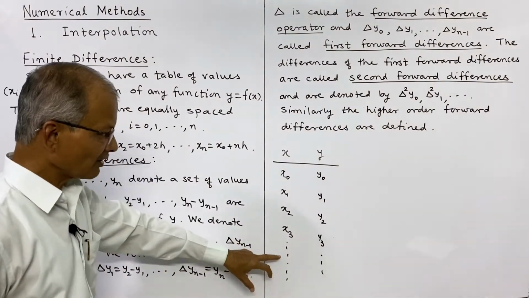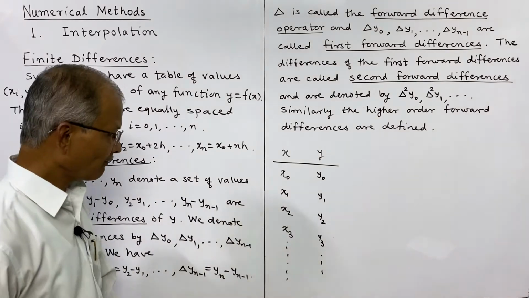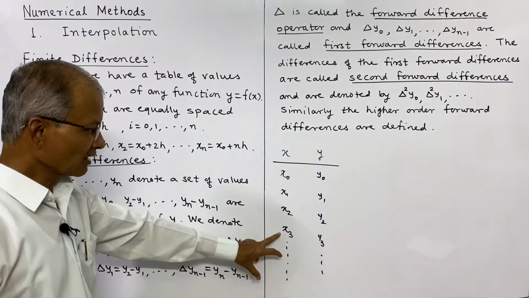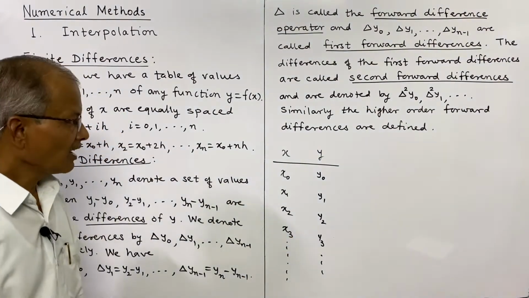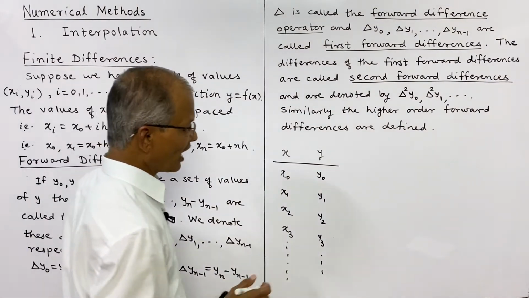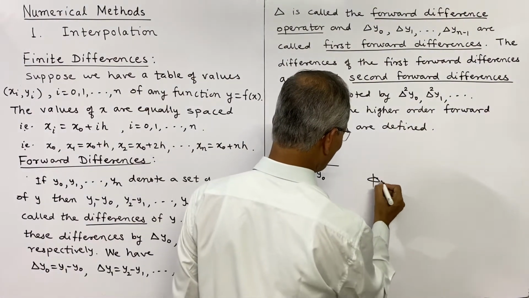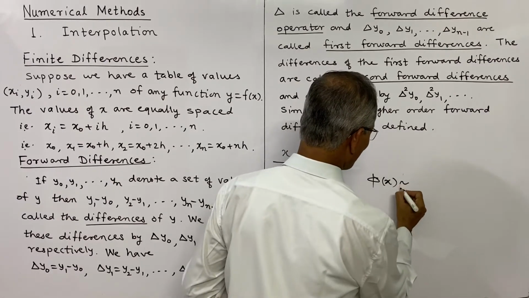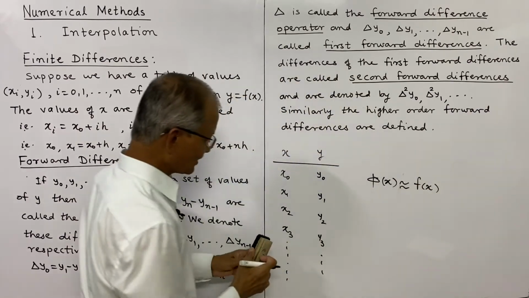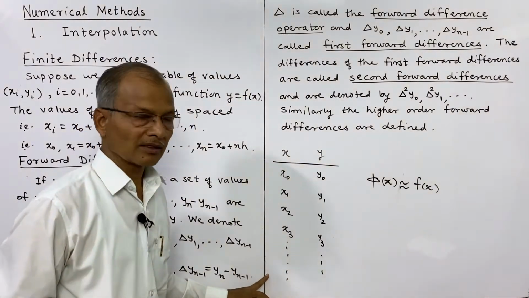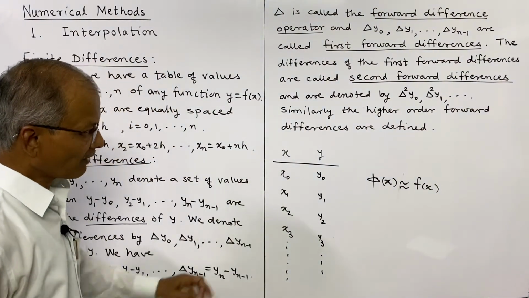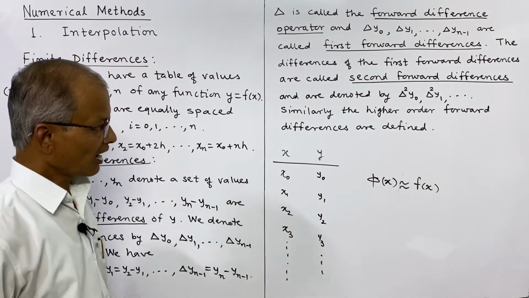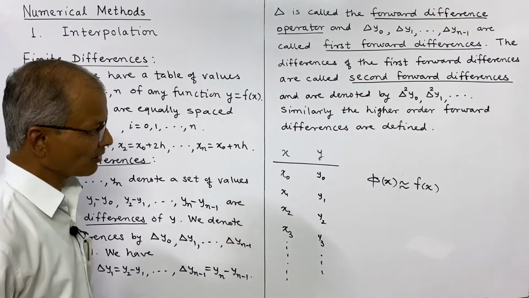Or if these values are given and you want to find a value of y which is not in the table, that means we have to estimate a value of y for a given value of x, and that estimation can be done by obtaining a polynomial. We will find a polynomial phi of x which is approximately equal to f of x, and which satisfies the tabular values. That type of interpolation, finding a polynomial, is known as polynomial interpolation. And in this chapter we are studying such polynomial interpolation.